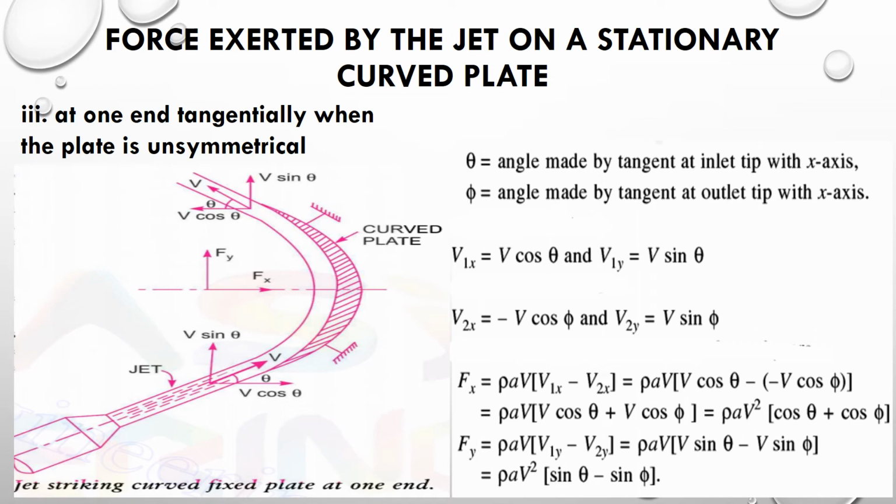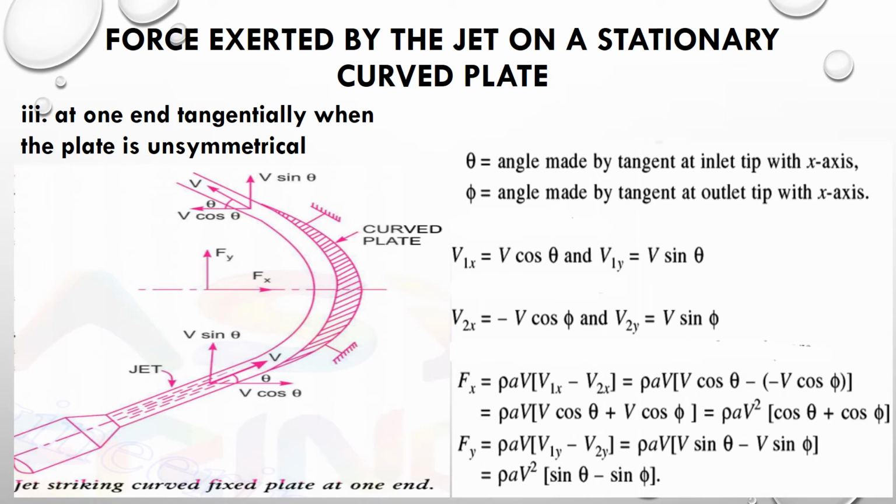Now we come to the last case, that is here. Again, the plate is a stationary curved plate, and the jet of stream is striking at one end tangentially. But here, the difference is that the plate is not symmetrical about the x-axis, or rather the plate is unsymmetrical. So even though the figure is the same, there is a minor change here. That is, the inlet velocity angle will be different from that of the outlet velocity angle.